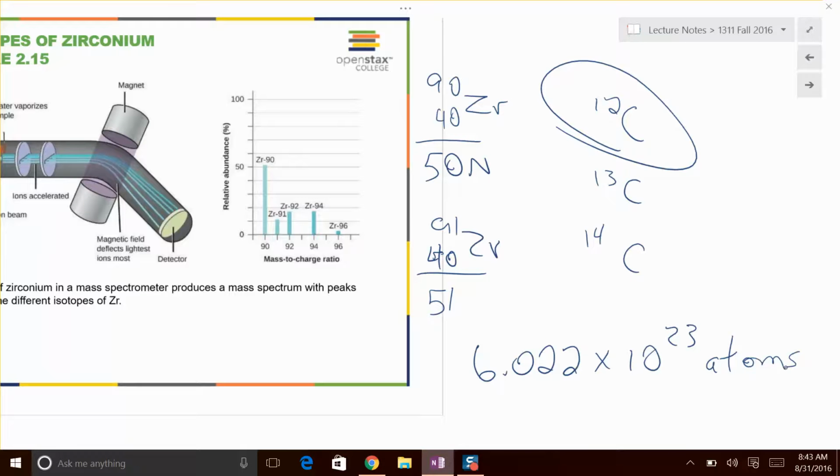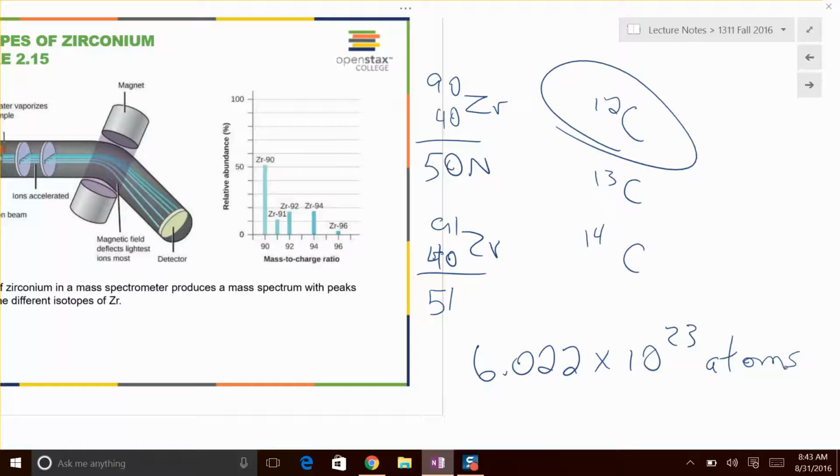Or if I measure out 78.96 grams of selenium, I have exactly 6.022 times 10 to the 23rd atoms of selenium. Or 24.305 grams of magnesium, I have exactly 6.022 times 10 to the 23rd atoms of magnesium. That's how the periodic table helps us, because it's giving us the amounts per the number of atoms. It tells us exactly how much we have if I measure out that sample.